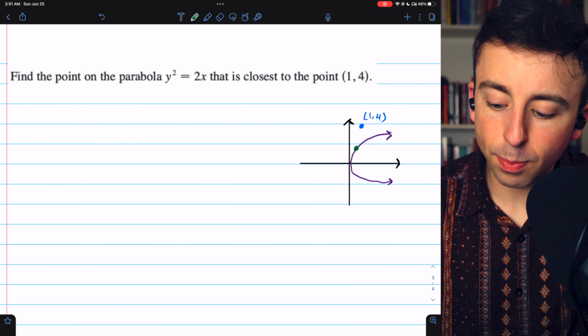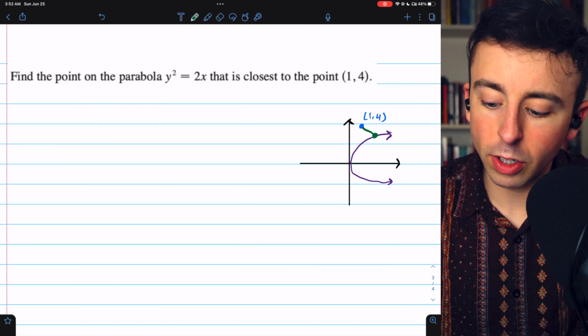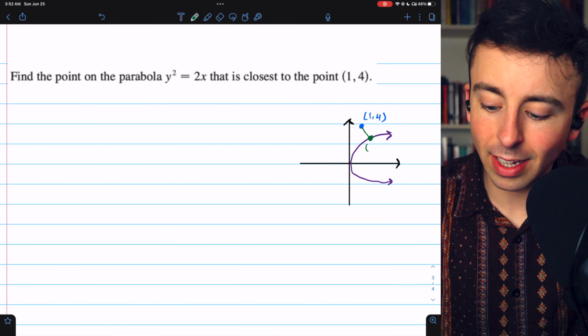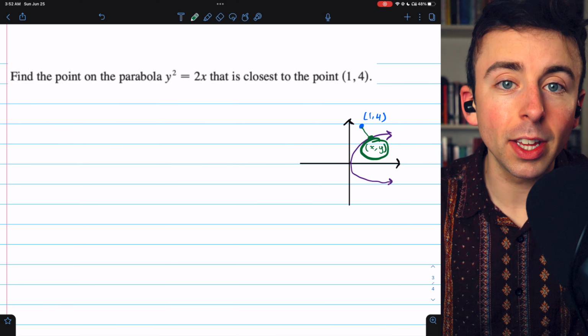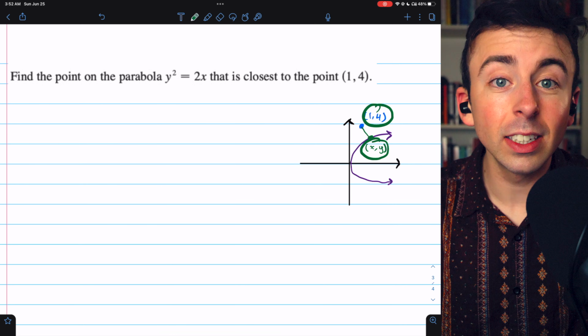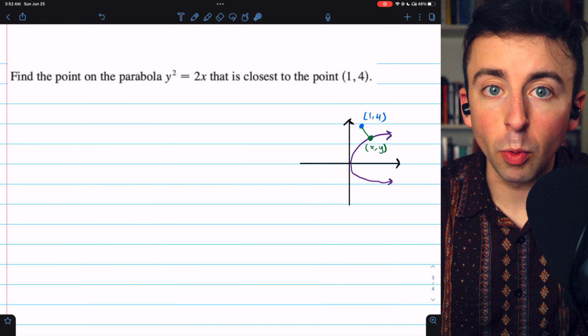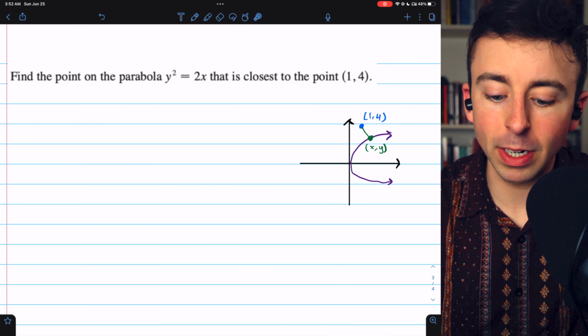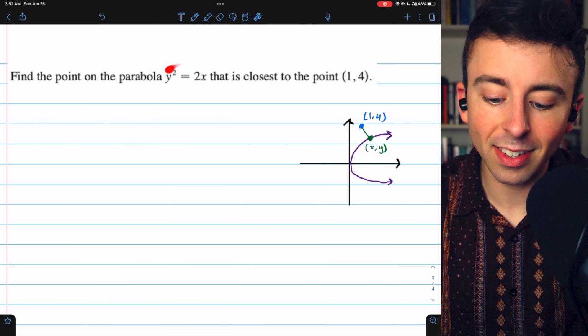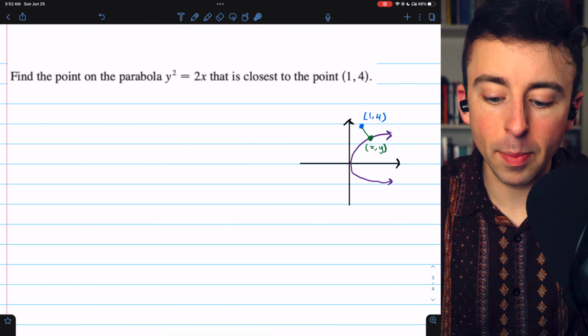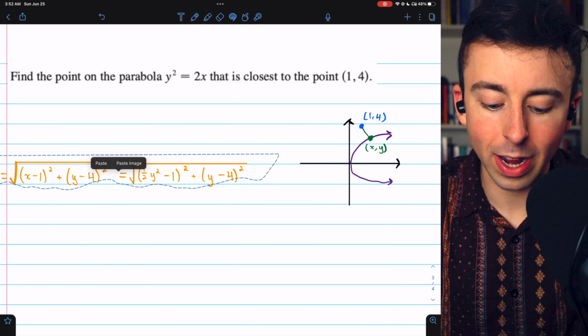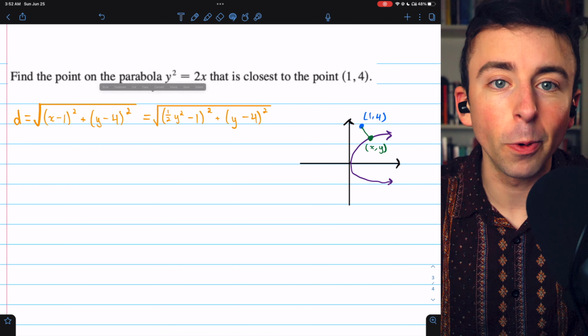Any point on this parabola has some distance from the point (1, 4). We're trying to find which point is closest. So let's just sketch a point on the parabola, say it has coordinates (x, y). The distance between a point (x, y) on the parabola and (1, 4) is what we're trying to minimize. We'd also want to write our secondary equation, if there was one. There is one, but it's already written for us. Y squared equals 2x. That relates x and y, and that's going to come in handy for writing our primary equation, which is the equation for distance.